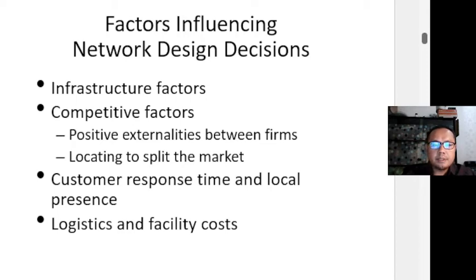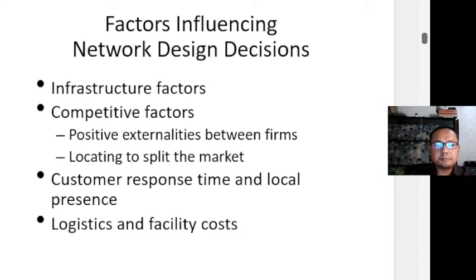As you can see from there, customer response time and local presence. The firms that target customers who value a short response time must locate close to them. The customers are unlikely to come to a convenience store if they have to travel a long distance to get there. It is thus best for a convenience store chain to have many stores distributed in an area, so most people have a convenient store close to them. Okay.